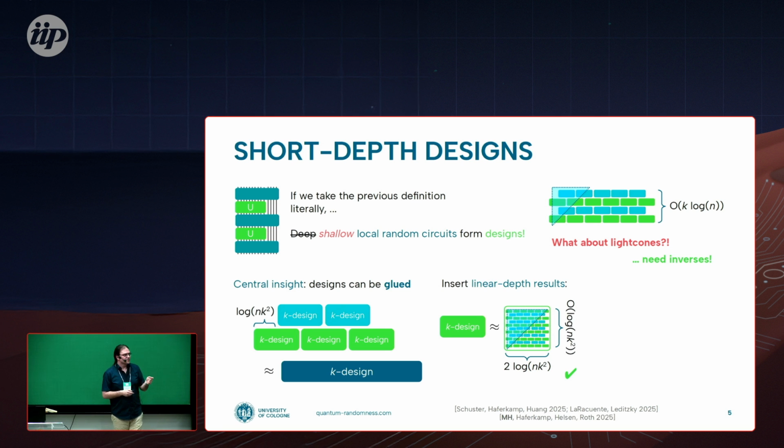But I also told you that in hindsight, you could have seen this from anti-concentration. That's actually what we showed in a paper from last year, that at least if you look at two copies, you actually get 2-designs from anti-concentration arguments already.